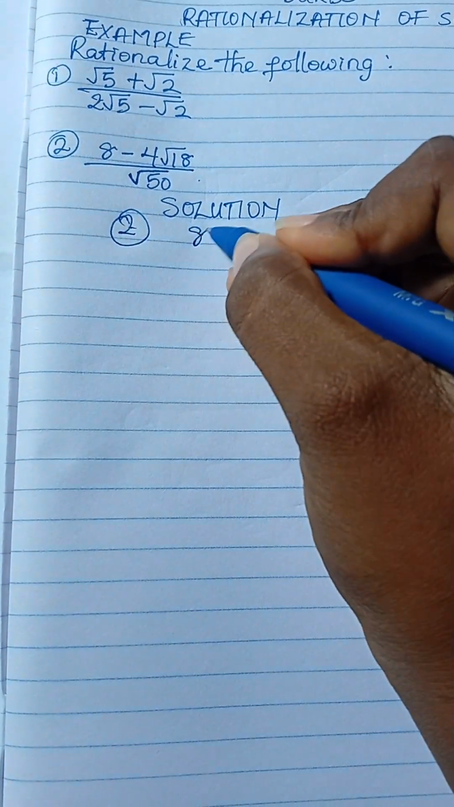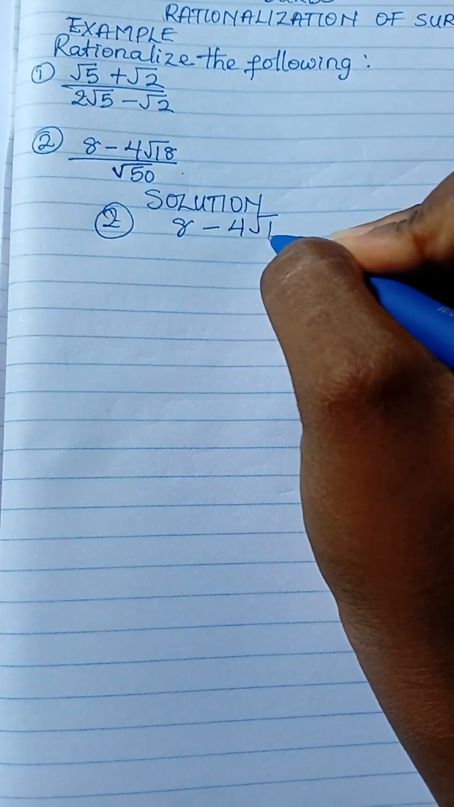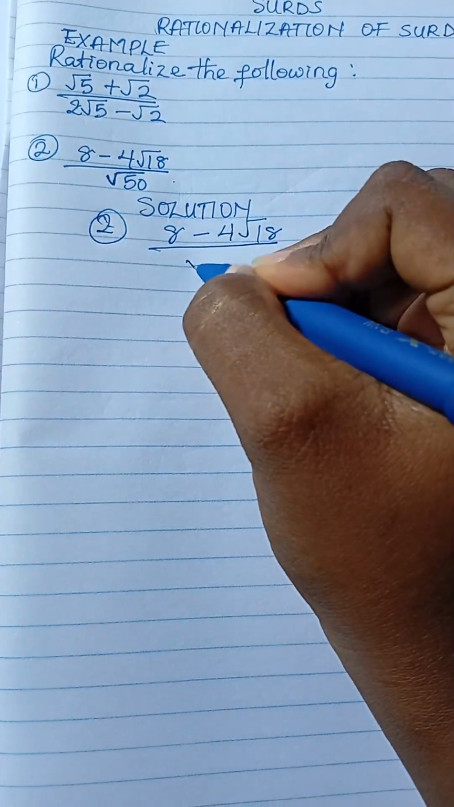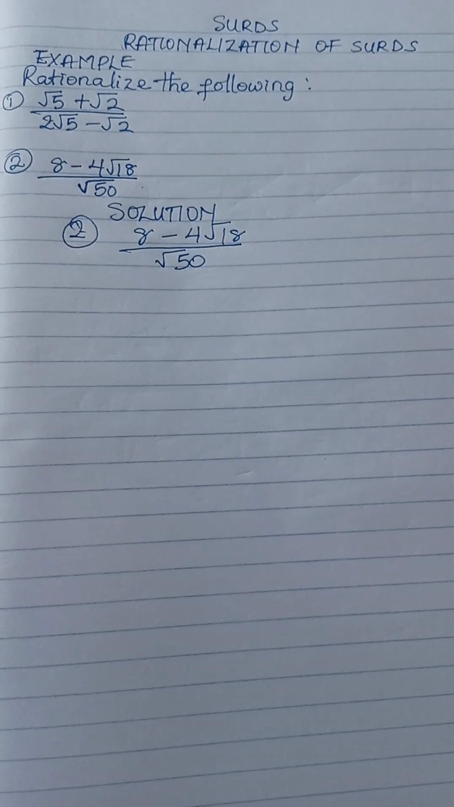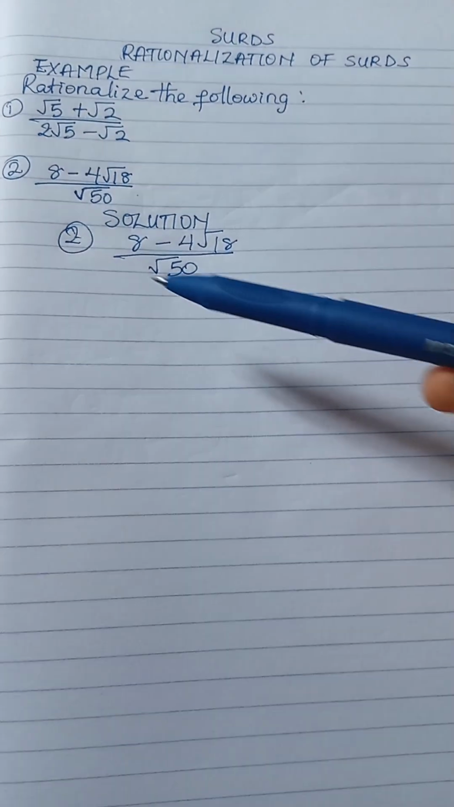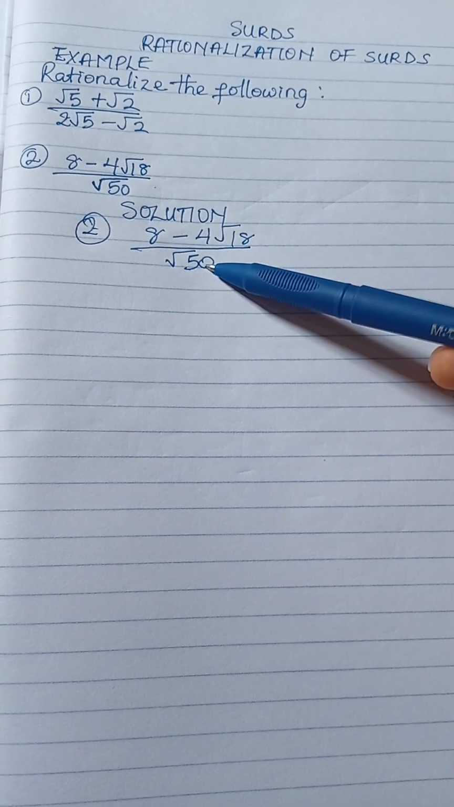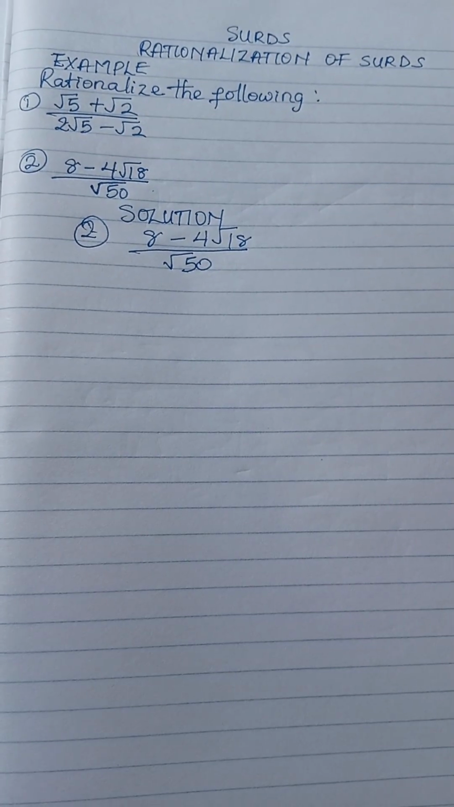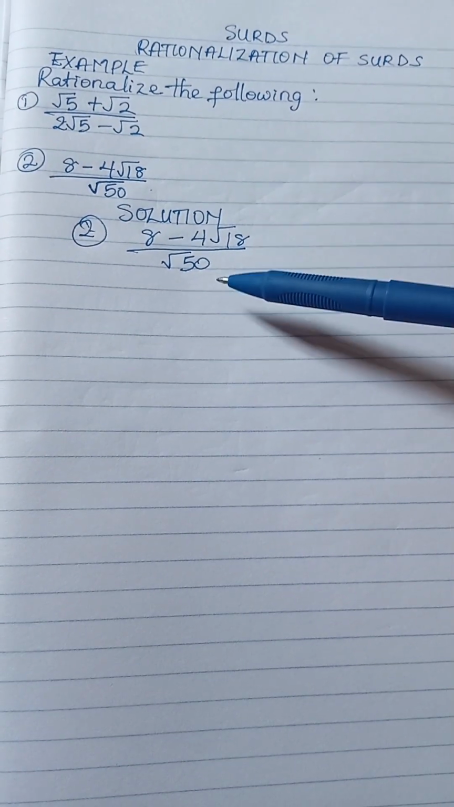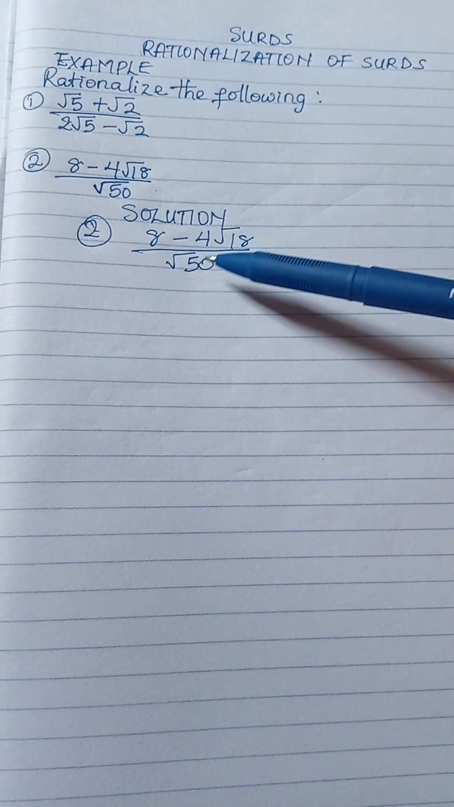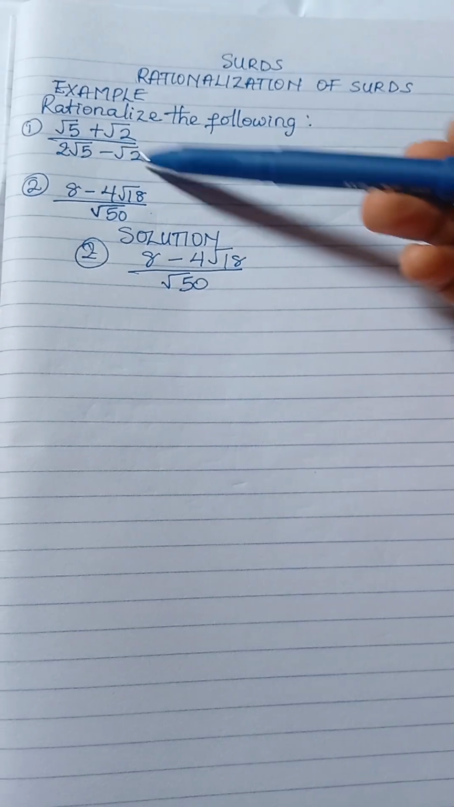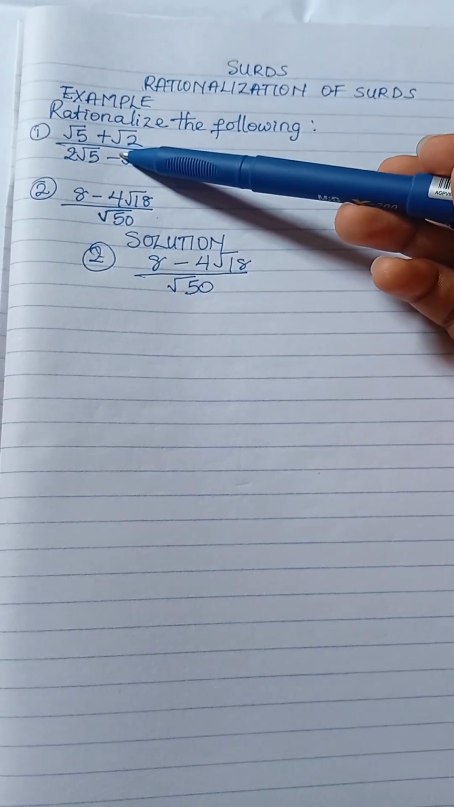Number 2 is 8 minus 4 root 18 over root 50. So now let me tell you the concept of rationalization. What rationalization wants you to do is to take the denominator and multiply both numerator and denominator by it. That's what rationalization is all about. That means I should multiply the numerator by root 50 and the denominator too by root 50. But in this type of question, you see that we have two numbers at the denominator and they are combined with a sign.